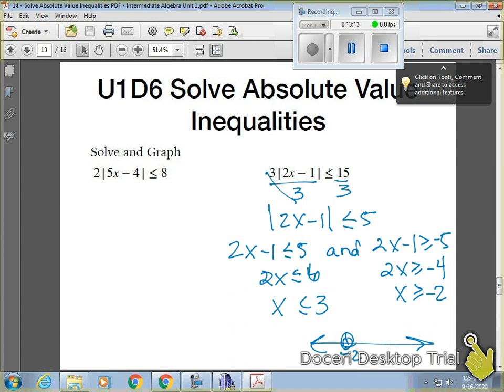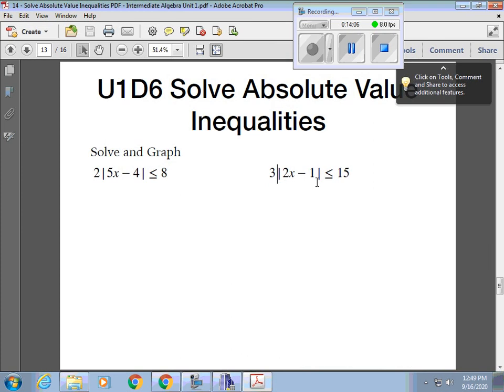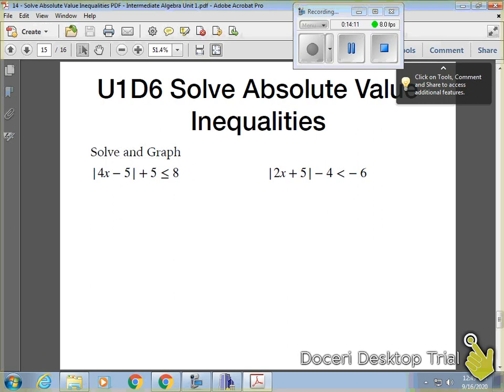Negative 2 going greater to the right. 3 going less to the left. It's an and situation. I'm looking for what's in between. If there's something added or subtracted, then we have to get rid of that the same way, doing opposite operations. So I'll subtract 5 from both sides to get absolute value of 4x minus 5 is less than or equal to 3.